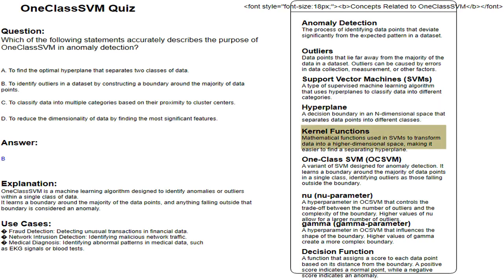The decision function is a function that assigns a score to each data point based on its distance from the boundary. A positive score indicates a normal point, while a negative score indicates an anomaly. The decision function allows you to quantify the degree to which a data point is an outlier.